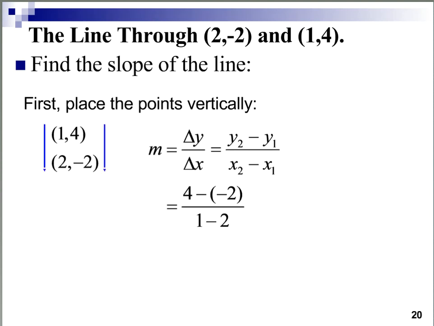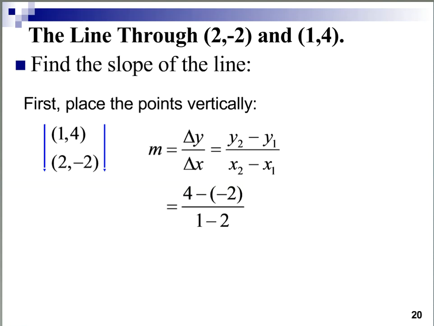Now, by writing these vertically, we notice that this helps us to keep the order of subtraction consistent. So if I do 4 minus a -2 in the numerator, I must do 1 minus 2 in the denominator. The order of the subtraction must be consistent on both the top and the bottom when you do this kind of calculation. Otherwise, you're going to get an error for the slope.